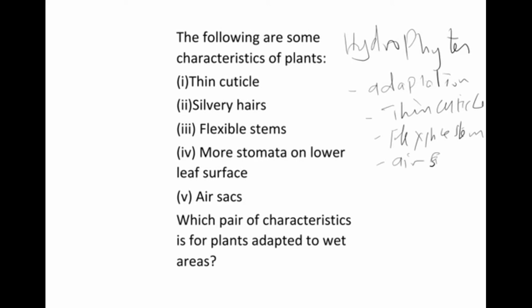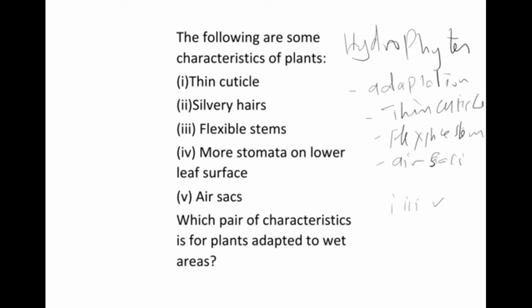The air sacs enable the leaves to float on the surface, so that they can trap sunlight and carry out photosynthesis. Also, air sacs enable the flowers to float, so that pollination can take place. With that explanation, we can easily answer the one that has the characteristics of plants in wet areas. So the pair should consist of Roman 1, Roman 3, and 5.